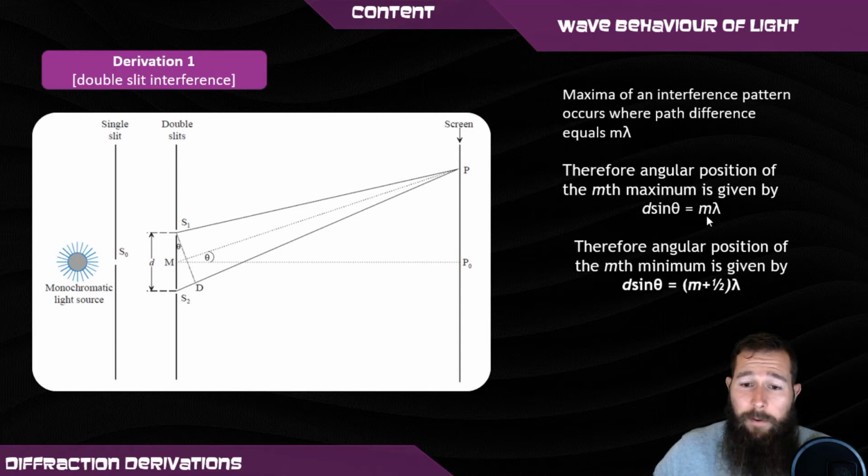So previously where we had delta S in this equation, now we're going to say it's m lambda, being a multiple of a wavelength. And that's when we receive our maximum, where m is either the first, the second or third order maximum and so on. If we're looking for the minimum, we can still use the same equation. However, we replace the m with m plus a half, representing the situation where we get destructive interference.